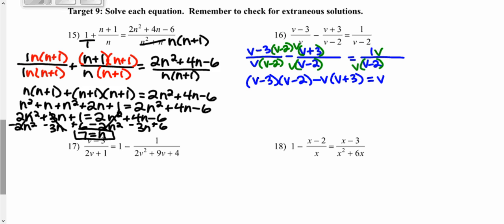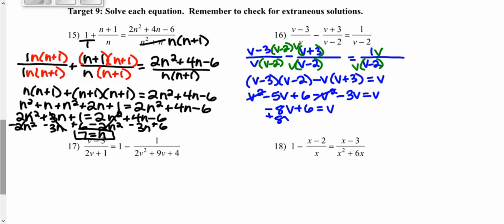So I'm going to multiply out v minus 3 times v minus 2. If I FOIL that, I get v squared minus 5v plus 6. Now I'm going to distribute a negative v, so that would be negative v squared minus 3v equals v. I'm going to clean up what we have on the left. So v squared minus v squared cancels out. So I have negative 8v plus 6 equals v.